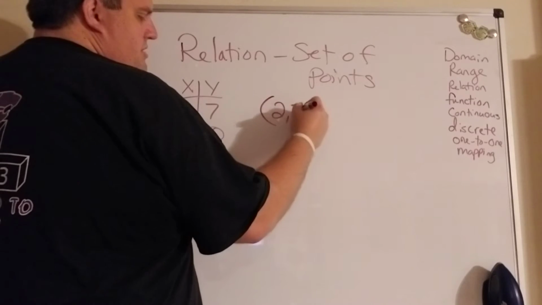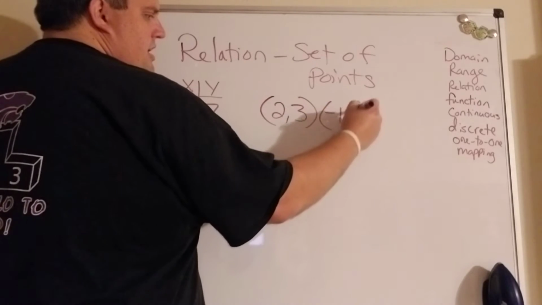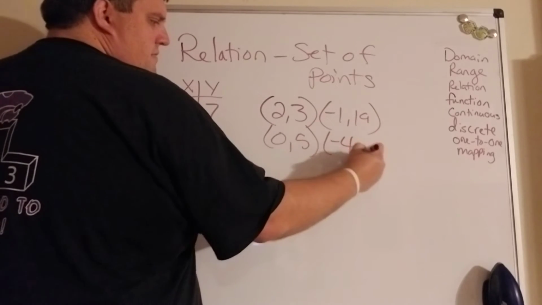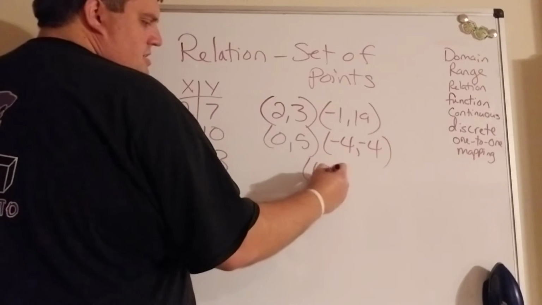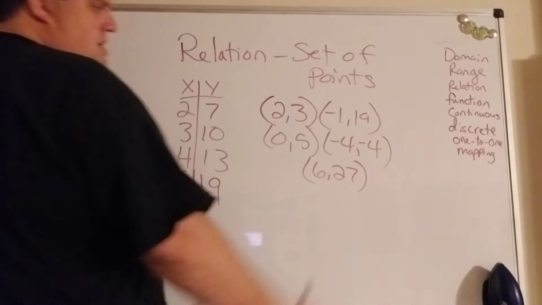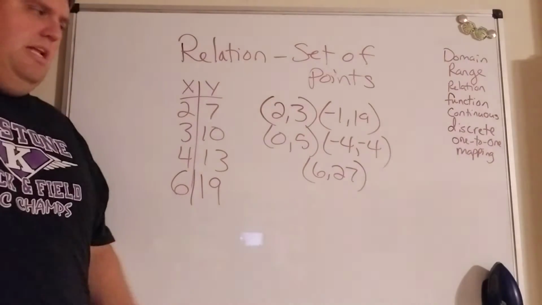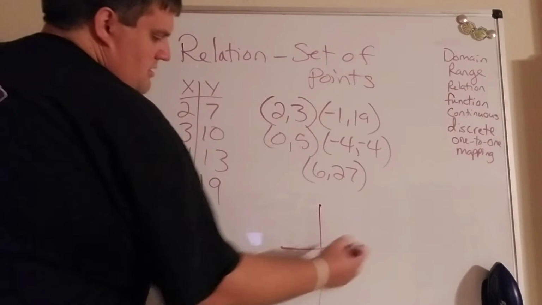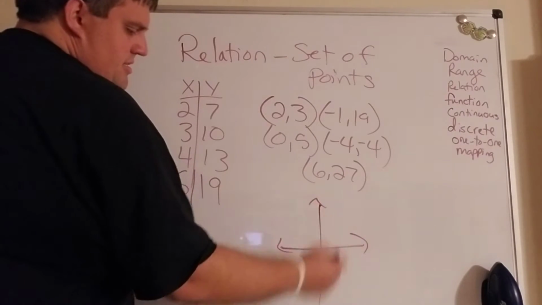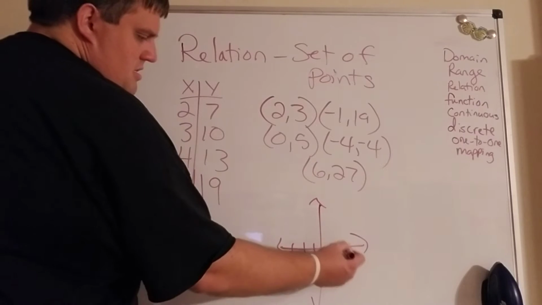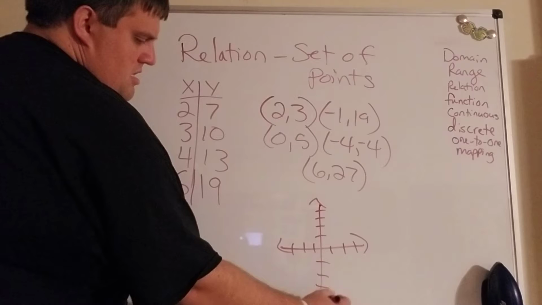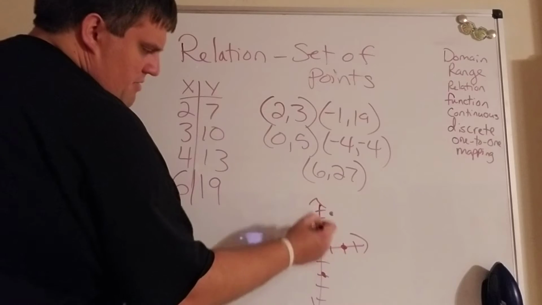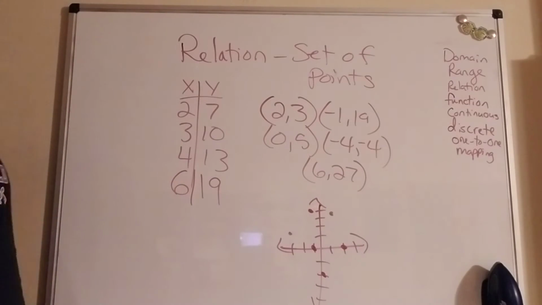So like the set of points (2, 3), (-1, 19), (0, 5), (-4, -4), and (6, 27). Right? That is also a relation. It's just a set of points. It could also be a graph. A graph is a set of points. I'm just throwing some points on here. It doesn't really matter where they're at. That is a relation, okay?